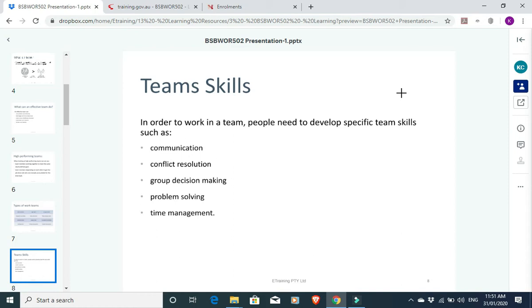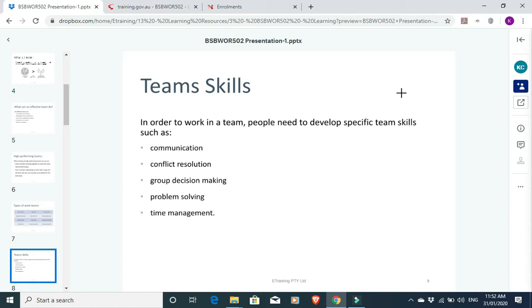Group decision making. How do we make a decision? Do we take votes democratically? What model do we use in order to come to a decision? Is it based on facts? What systems do we use to arrive at a decision as a group?